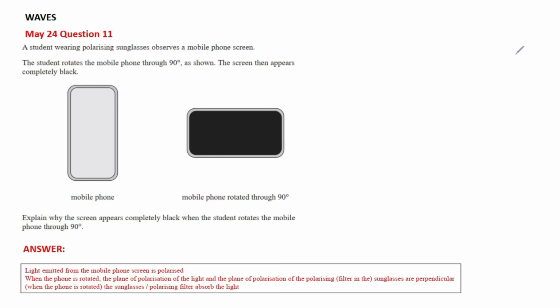Now let's move on to the next question. This question is associated with polarization. Let's see what the question says. A student wearing polarizing sunglasses observes a mobile phone screen. The student rotates the mobile phone through 90 degrees as shown. The screen then appears completely black. Explain why the screen appears completely black when the student rotates the mobile phone through 90 degrees.